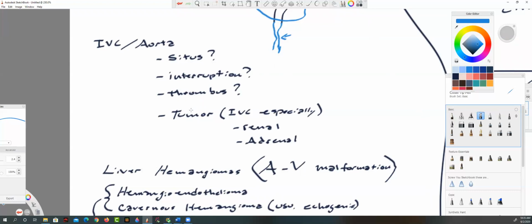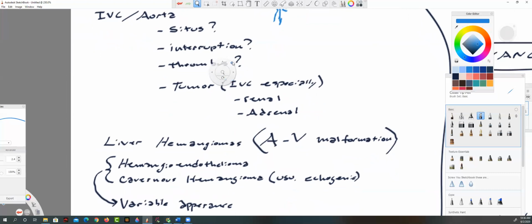Thrombus. Obviously, IVC is a vein. It is typically more susceptible to thrombus, but the aorta is also susceptible, especially with indwelling aortic catheters. So if there's a catheter at all inside the aorta, that can cause thrombus for sure.